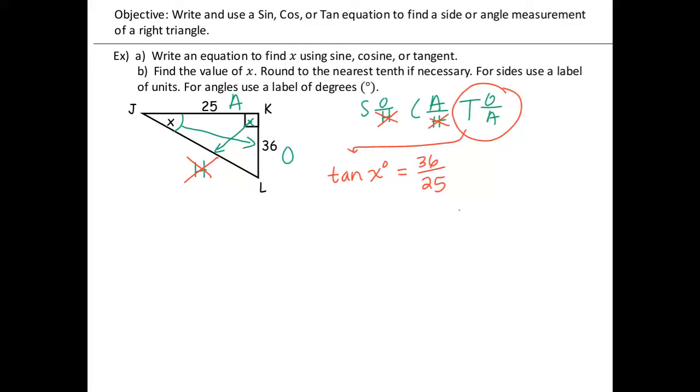Okay, now righties, if you're sitting on the right side, tell your partner, what did we do to get rid of the tangent? What do we do? Righties?